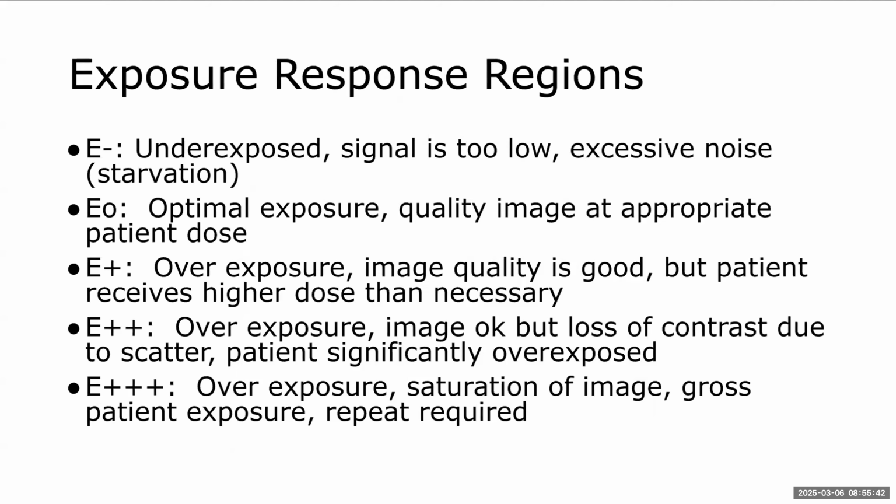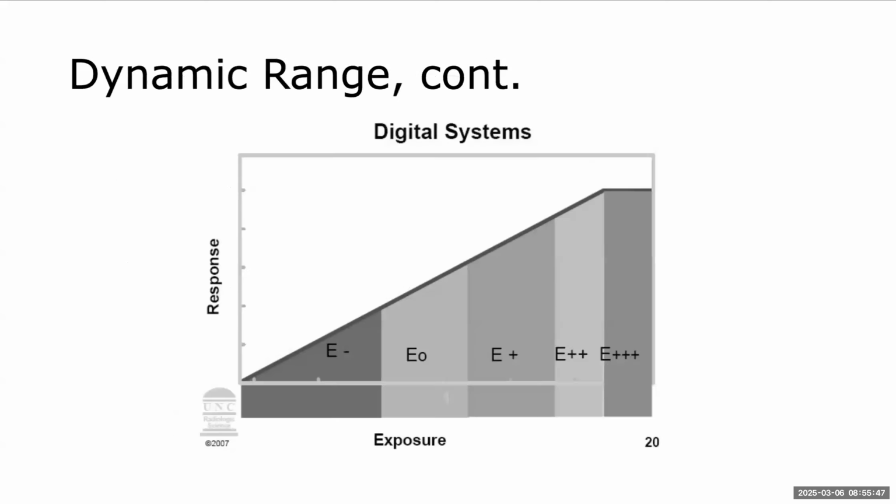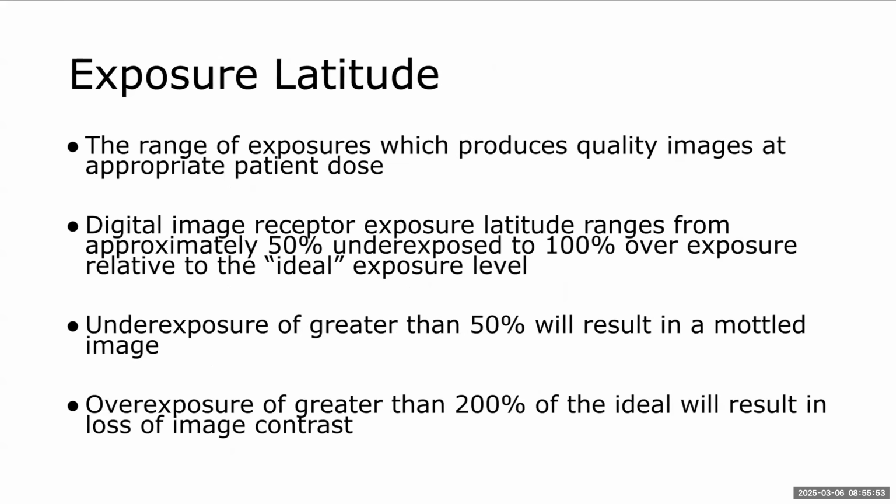And this slide here is just what I just went over. Now, exposure latitude. So let me go back. Exposure latitude would be EO. That's what exposure latitude is, because it's the range of exposures that produce quality images at an appropriate patient dose. So digital image receptors can generally correct about 50% underexposure to, we say, 100% overexposure relative to the ideal exposure level.